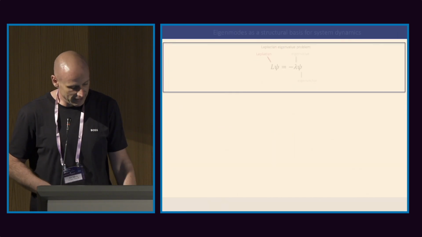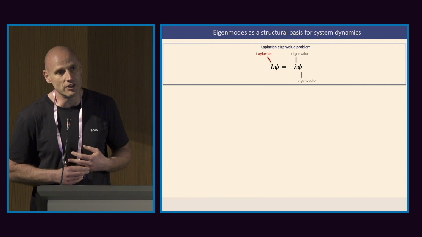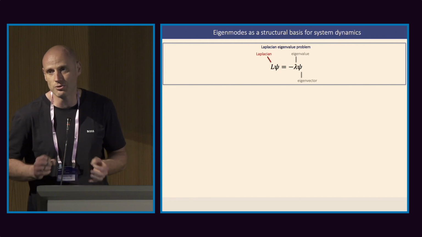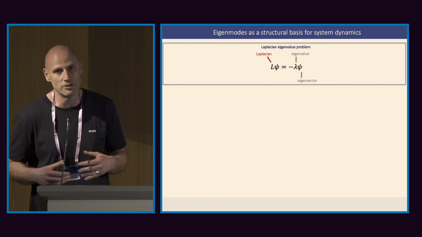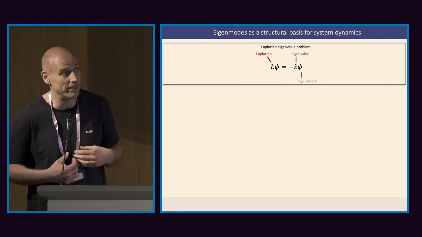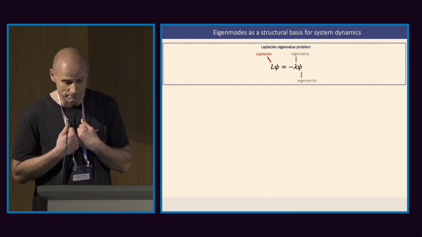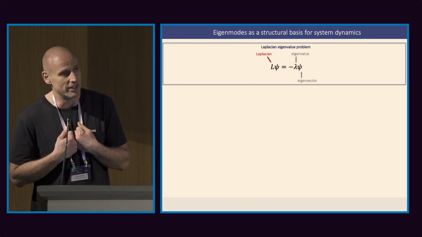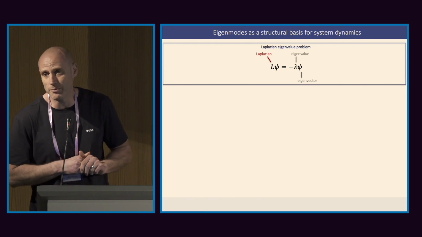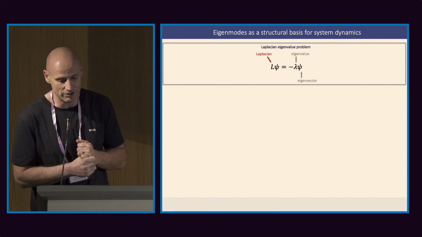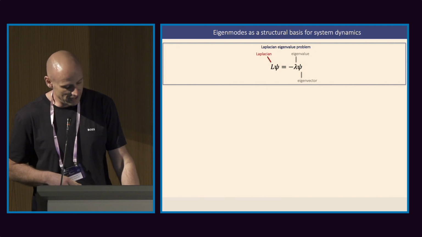Now, in a lot of areas of physics and engineering, you can get insight into structural constraints on system dynamics by considering the eigenmodes of the system. We just heard about them in the last talk. And eigenmodes are obtained by solving this kind of eigenvalue problem. You've probably seen some variant of this. It's used in all sorts of different contexts.